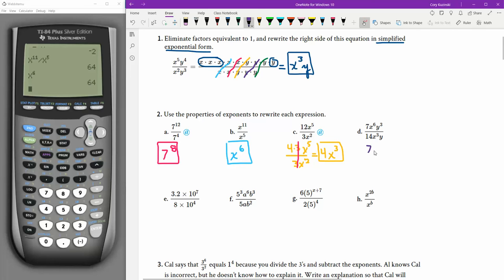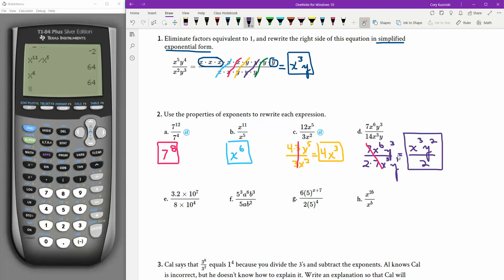We'll do that one more time here too. 7x to the 6th y cubed over 2 times 7 x cubed y. So again, 7s here would cancel out, and we'd be left with x to the 6th divided by x cubed is x cubed. 6 minus 3 is 3. Y cubed divided by y is y squared, as in 3 minus that 1 right there is 2, all over 2. That's the simplified way to write that.